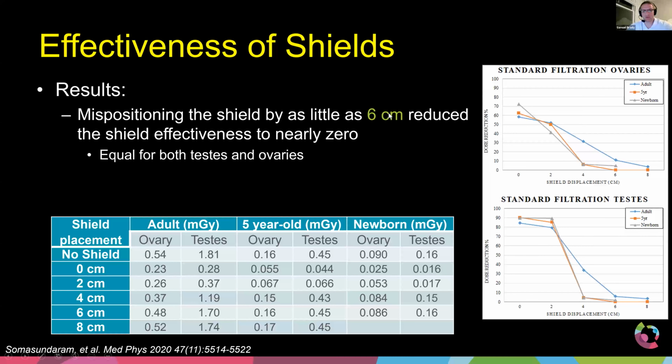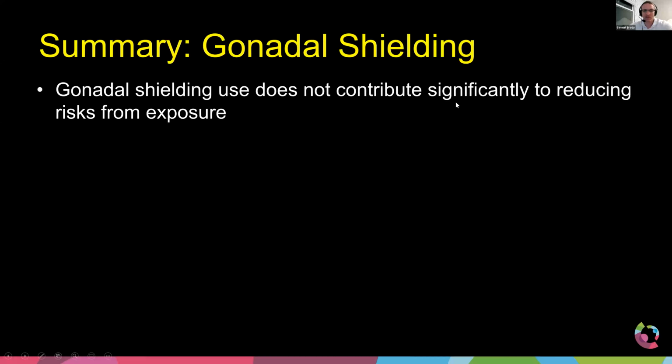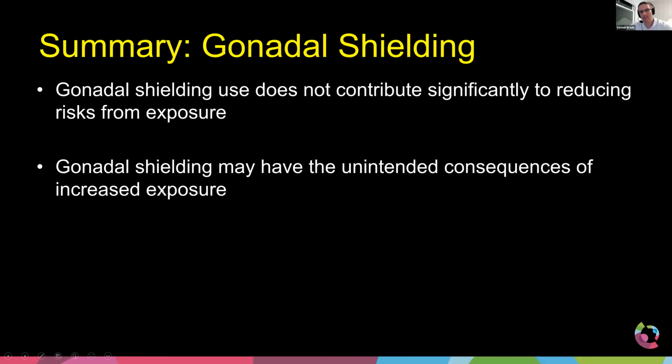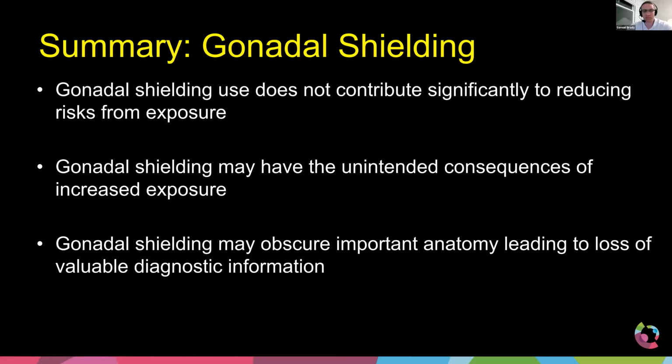So the ultimate result was that if you're about 6 centimeters off center, or mispositioned, you basically cut the effectiveness of the gonadal shields to 0. And that was the same for both testes and ovaries. Basically at 6 centimeters, these go to 0. So gonadal shielding use does not contribute significantly to reducing the risk from exposure. And gonadal shielding may have an unintended consequence of increasing the exposure, which we talked about using AEC. Gonadal shielding may also obscure important anatomy, leading to loss of valuable diagnostic information.